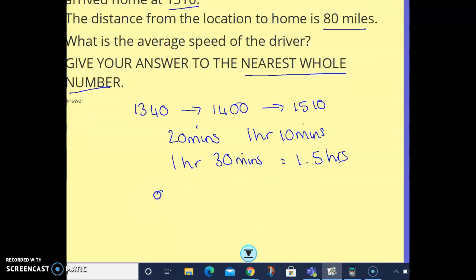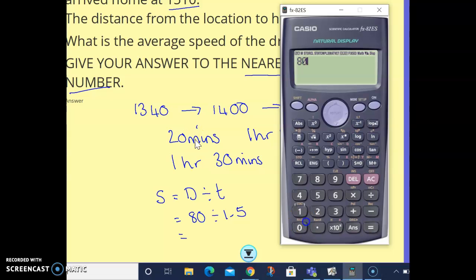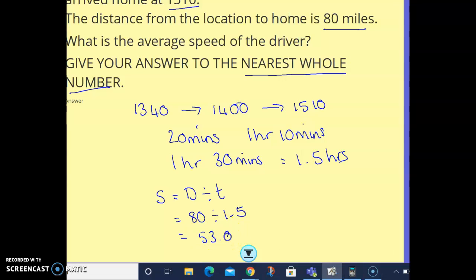I want to find the speed of the driver. Speed is distance divided by time. Distance is 80. My time is 1.5. So I'm doing 80 divided by 1.5. We get 53.333333 and so on. And that's miles per hour. But I want my answer to the nearest whole number, so that'll be 53 miles per hour.